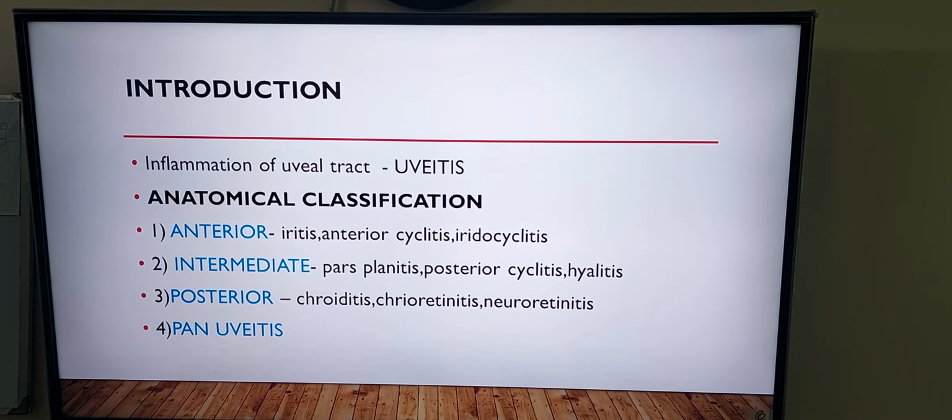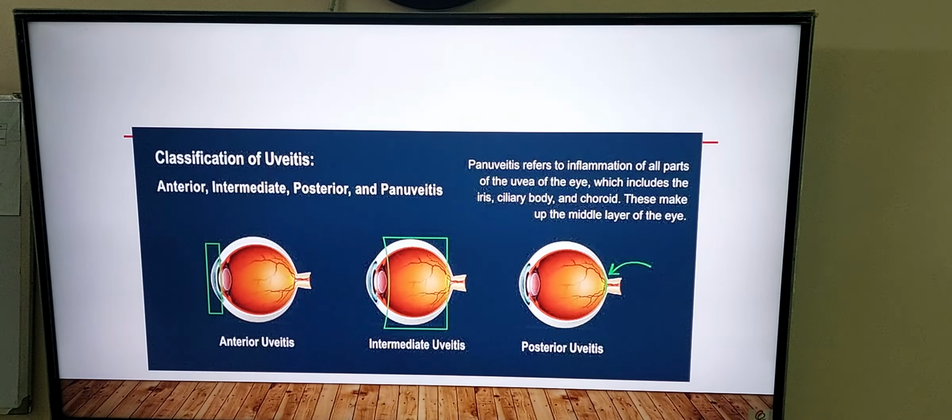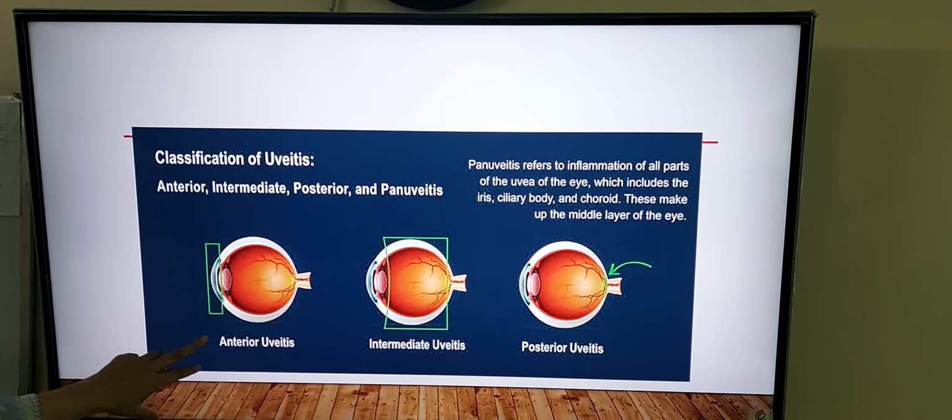Posterior uveitis includes choroiditis, chorioretinitis, and neuroretinitis. And in panuveitis, the whole of the uveal tissue of the eye is involved. In this picture, you can identify anterior uveitis, the intermediate portion in intermediate uveitis, and posterior uveitis. And in panuveitis, the whole of the uveal tissue is involved and inflamed.